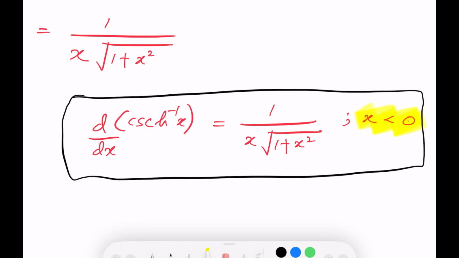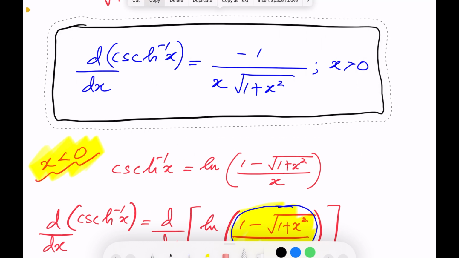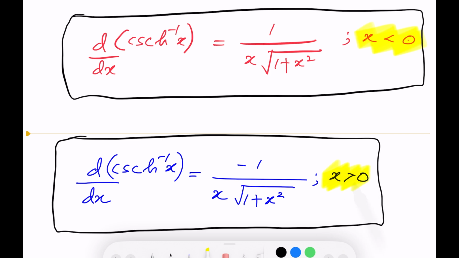Earlier, we obtained the first derivative of hyperbolic cosecant inverse x function for x greater than 0. Let's copy and paste that result. So here's the result for x greater than 0, and earlier we saw the result for x less than 0. Hyperbolic cosecant inverse x. If you differentiate when x is greater than 0, you get a negative answer right here. All of these x's are positive.